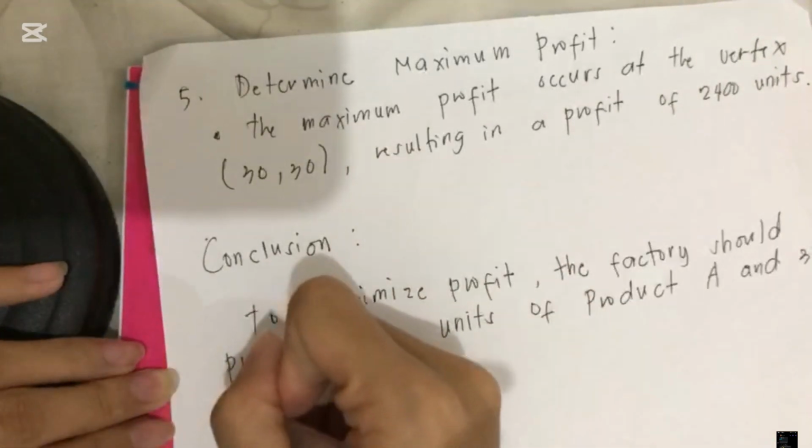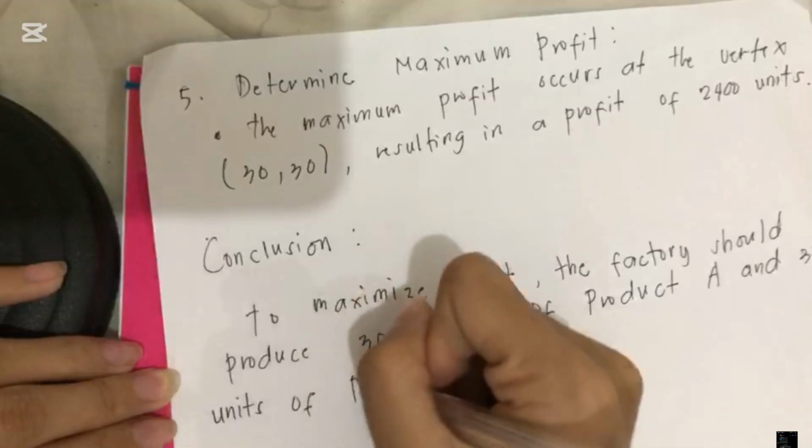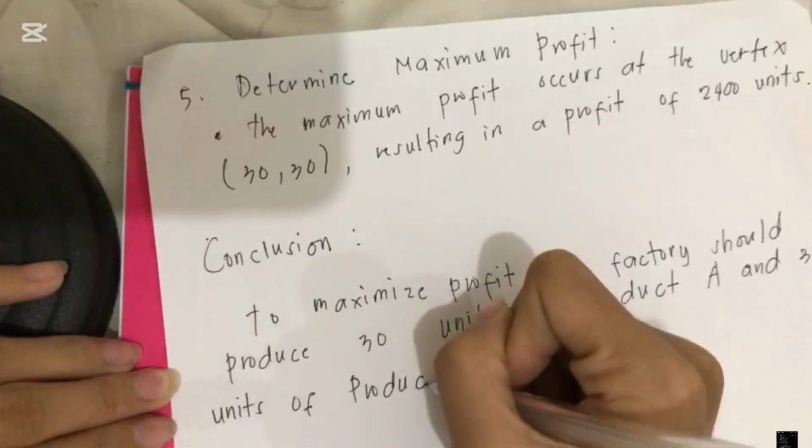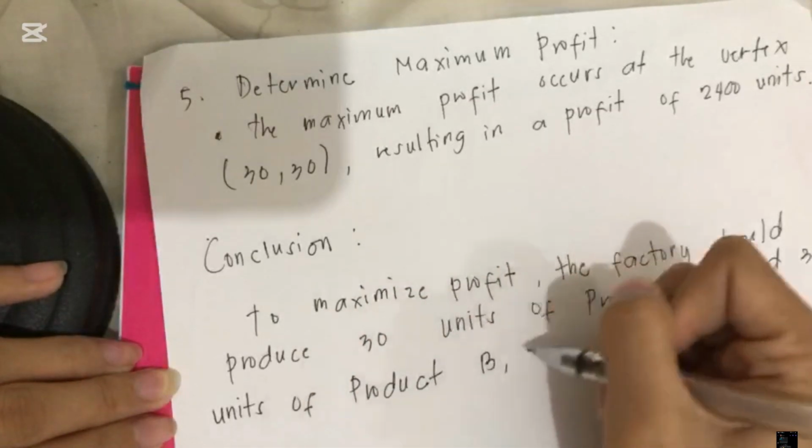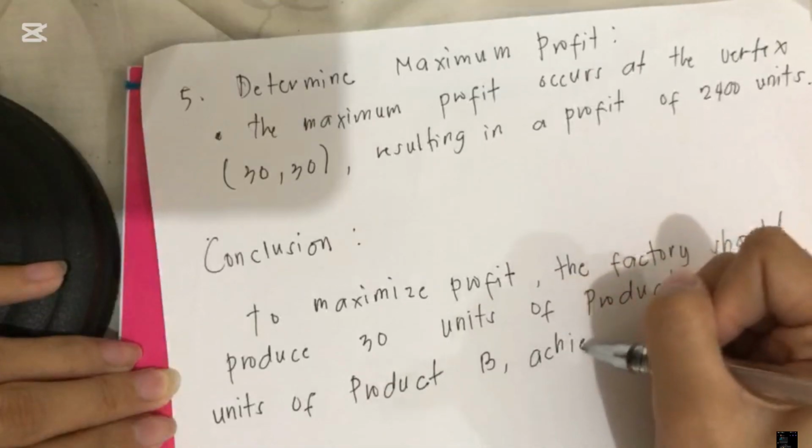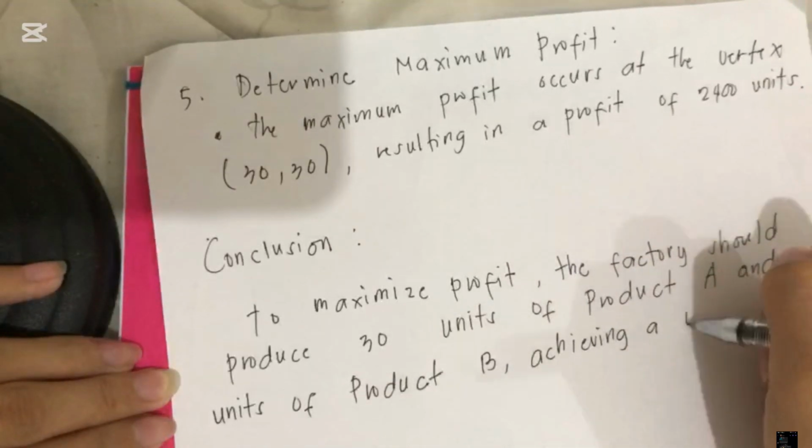Conclusion: to maximize profit, the factory should produce 30 units of product A and 30 units of product B, achieving a maximum profit of 2,400 units.